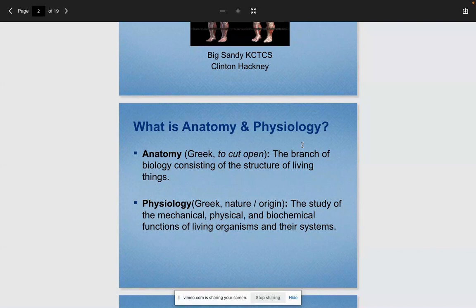So, its purpose, its biochemical function of living organisms and their systems. We discuss the anatomy of the heart, the different layers, and then we discuss the physiology. So, how does the heart work?